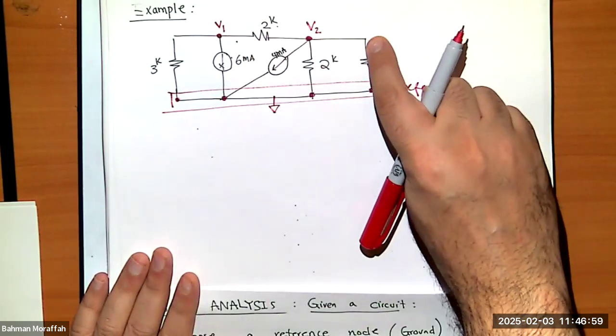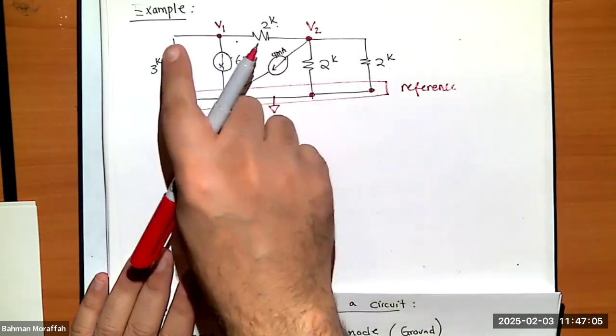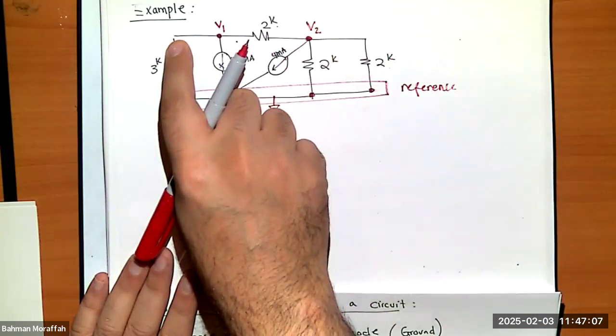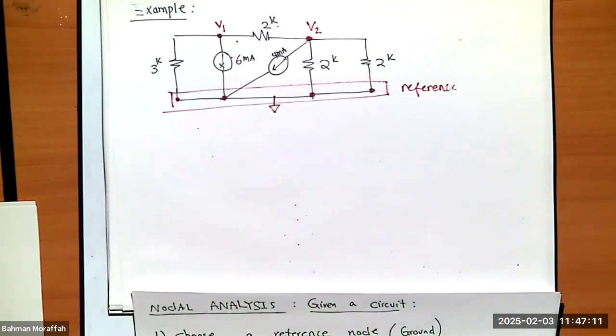How about this guy? Is this a new node? No, this is exactly V2. How about this guy? Again, this is no different than this V1. Do I have any other node? No. I basically took care of all nodes. There is no other node left here. Right?